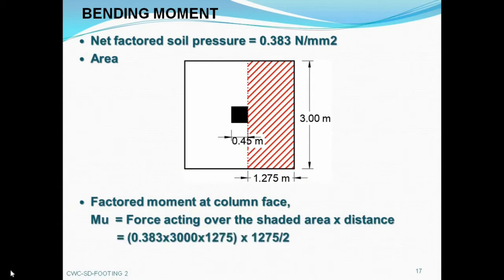Multiplying the net factored soil pressure of 0.383 Newton per mm square with the area of the shaded portion, that is 3000 into 1275, we can get the force acting over the shaded area. This multiplied by the distance from the critical section, that is 1275 divided by 2, will give the factored moment at the column face, which is equal to 933.92 into 10 raised to 6 Newton mm. We have calculated the bending moment at the critical section.